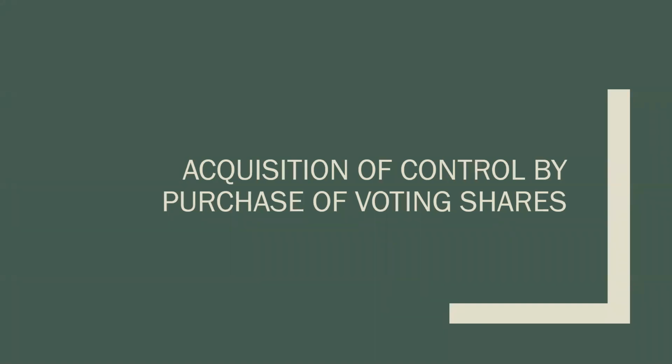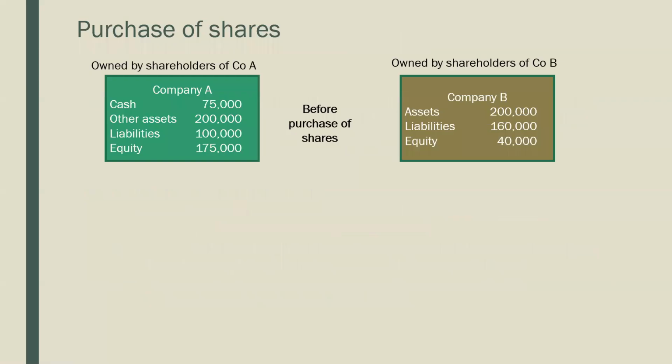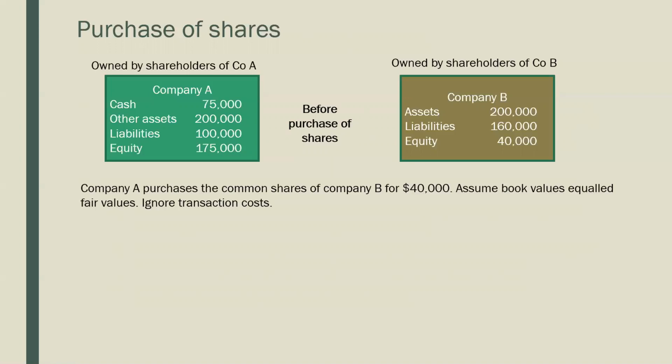Let's take a look at acquisition of control by the purchase of voting shares. So just like we saw for the purchase of net assets, two companies here, company A, company B. Company A is owned by shareholders of company A. Company B is owned by shareholders of company B. Company A buys the common shares of company B for $40,000. Ignore transaction costs, and assume that book values equal fair values.